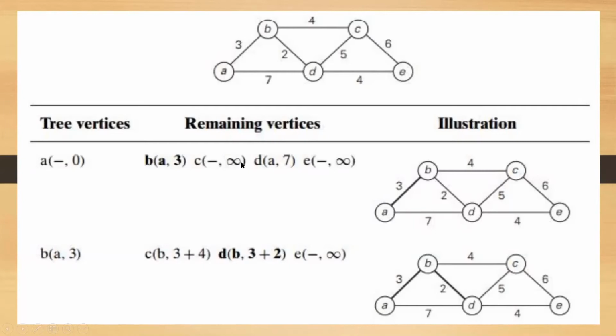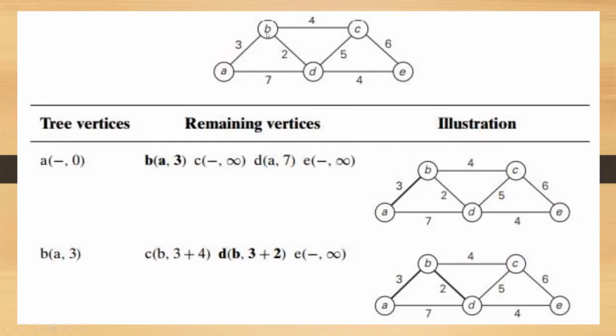Now the fringe vertices are B and D. Look at the cost. Now you have to update these values. How to update B and D? Look at B. B is reachable via A. What you are supposed to do is add the cost 3 to the distance of A. What is the distance associated with A? That is 0. So 0 plus 3 becomes 3, and hence you write 3 comma A.